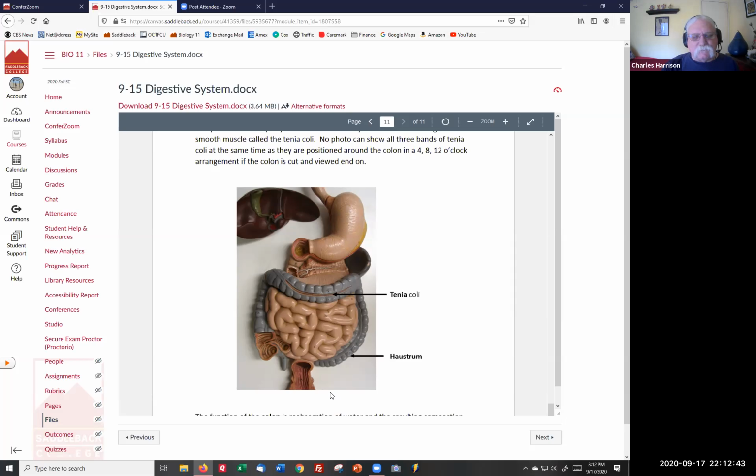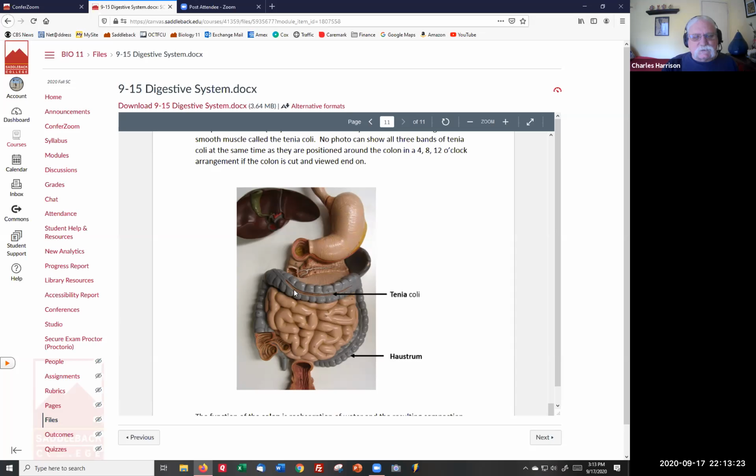If you look at a clock, or imagine a clock on the wall, and you look at 12 o'clock, 4 o'clock, and 8 o'clock, each of those numbers is 1/3 of the way around. In this case, the colon. Okay, we could call this one the 8 o'clock one, the one back here, the 12 o'clock one, and the 4 o'clock one is on the other side. So this is smooth muscle. Taeniae coli is smooth muscle, and it contracts differentially.